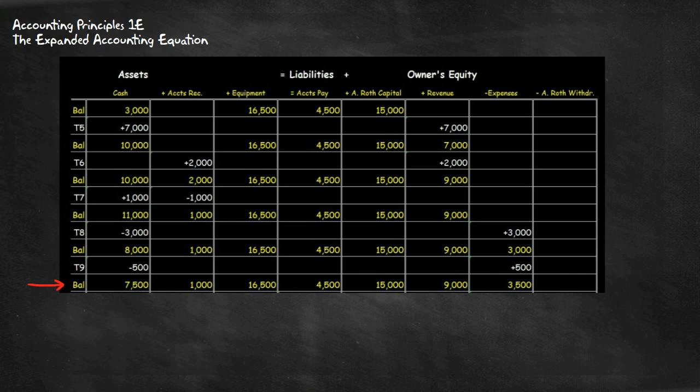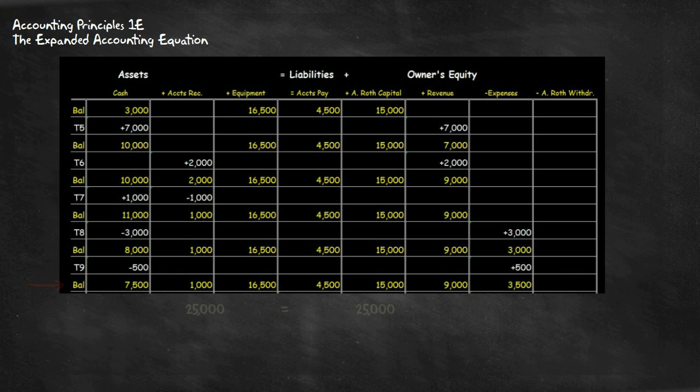Again, as a check, we balance the accounting equation. Total assets equals $25,000, and if we take the liabilities of $4,500 and we add capital of $15,000 and add revenue of $9,000, subtract expenses of $3,500, we'll get $25,000. Thus, the accounting equation balances.